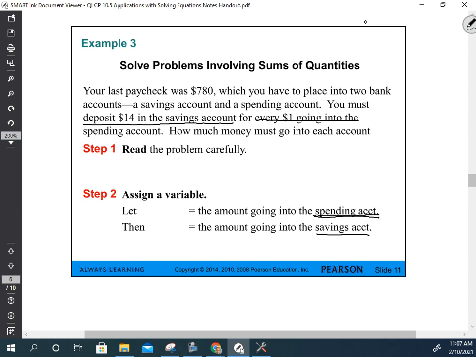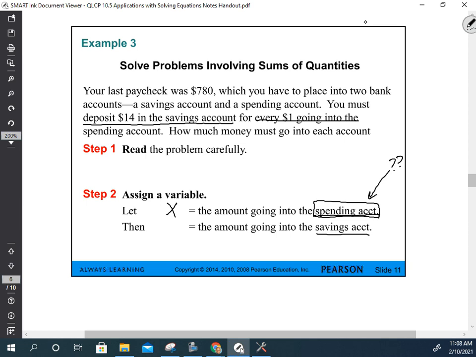Do we know how much total is going into the spending account? Of course we don't. No. We don't know how much we're going to spend. So that's X. We do know that for every $1 that goes here, 14 has to go into savings.